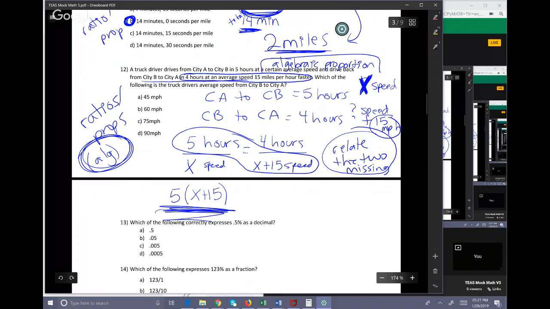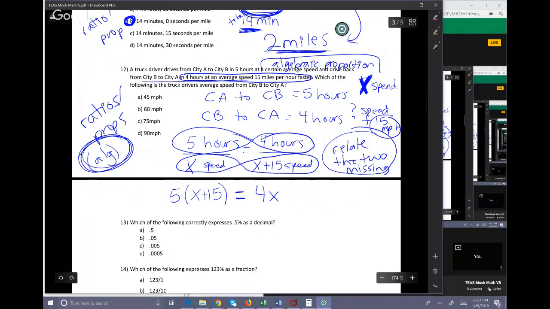That looks like distribution. The 5 ends up getting multiplied by the X and the 15 separately because there's a plus sign between them. So that would be my first side, and then equals. There's always an equals in a proportion. The other side, you have 4 times x, which is just simply 4x.